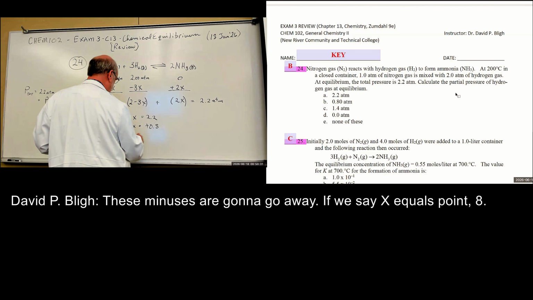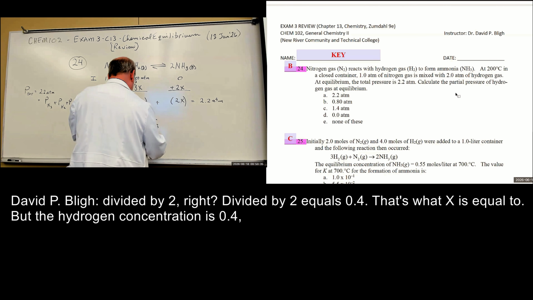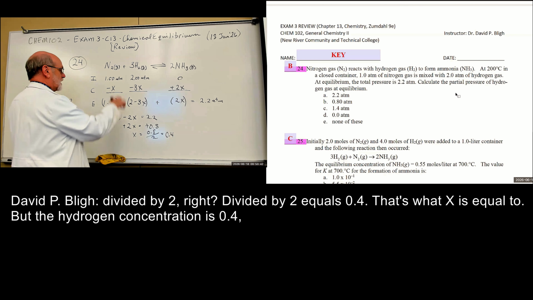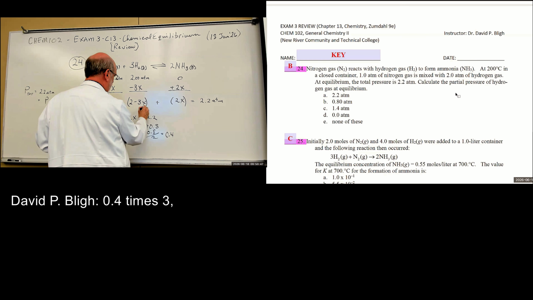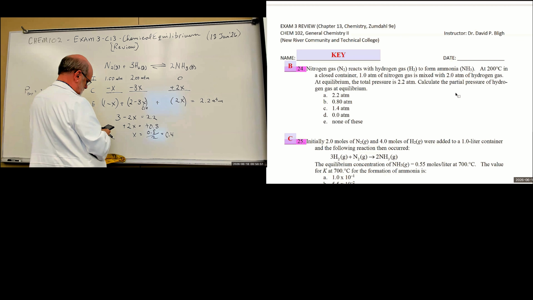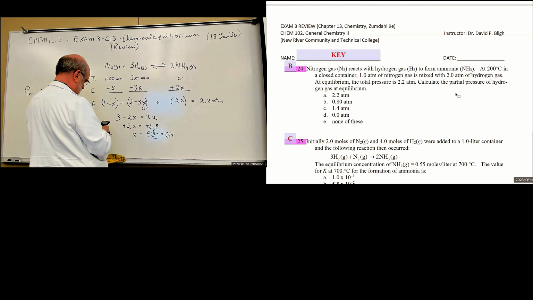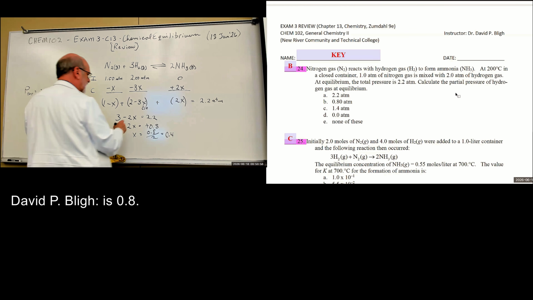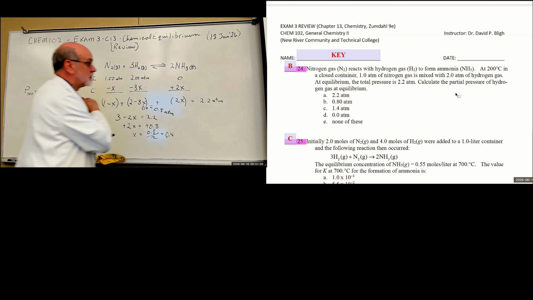These minuses are going to go away. If we say x equals 0.8 divided by 2, that equals 0.4. That's what x is equal to. But the hydrogen pressure is 2 minus 0.4 times 3, which is 0.8. 0.8 atmospheres. Okay.